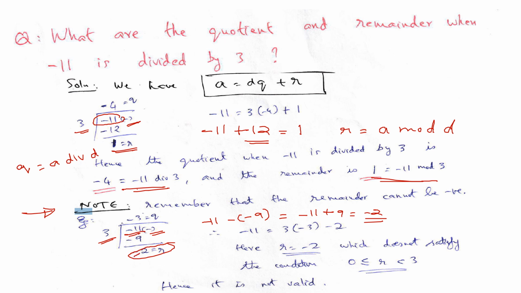So remainder should not be negative. So that you have to take care. So you have to go for that first method what I have done here. So this is one common mistake that everyone does. So you have to be very alert when you solve this type of problem.